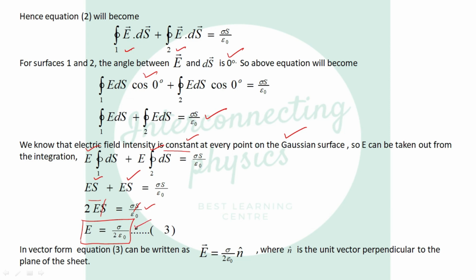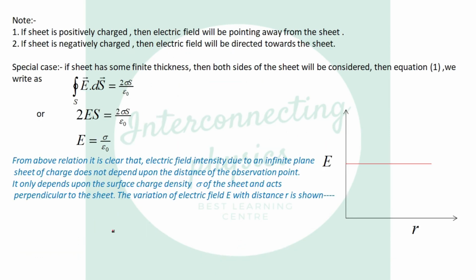Remember this formula always. In vector form it is E vector equal to sigma over 2 epsilon naught n cap, where n cap is the unit vector perpendicular to the plane of the sheet. Now, if the sheet is positively charged, then the electric field will be pointing away from the sheet. And if the sheet is negatively charged, then the electric field will be directed towards the sheet. Okay, now the special case.